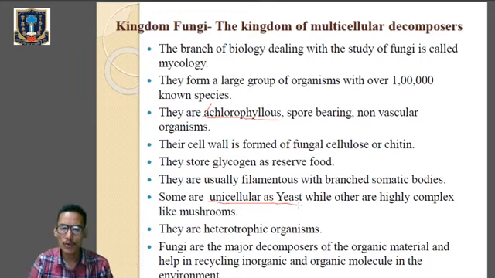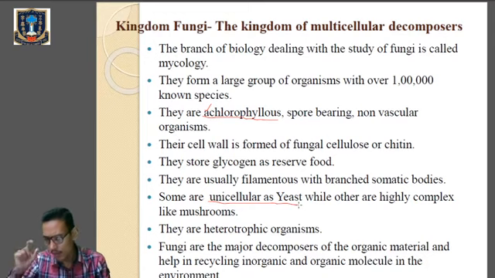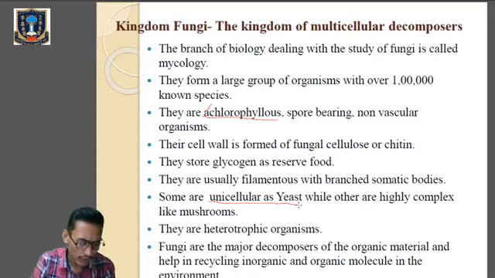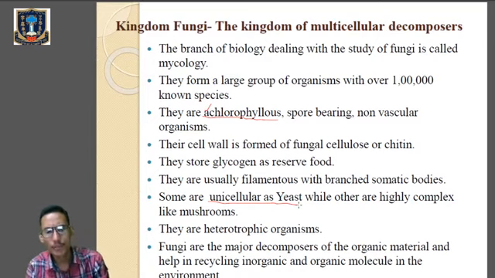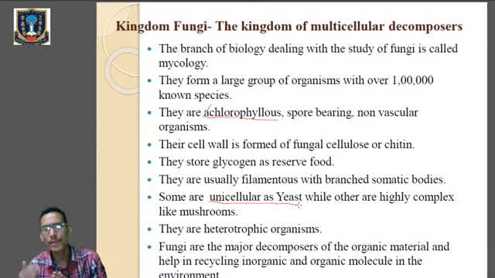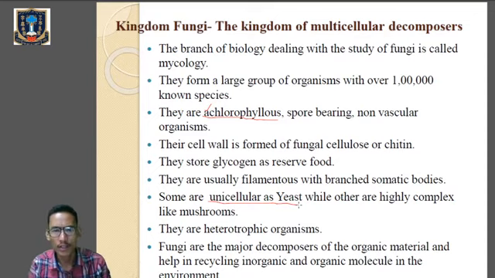They are heterotrophic organisms because they don't have chlorophylls. So they are heterotrophic, and they are the major decomposers of organic matter along with the bacteria, because bacteria will also help in decomposition. So along with bacteria, these fungi are also the major decomposers, which help in the decomposition of organic material and help in the recycling of inorganic and organic molecules in the environment. So kindly write down the characteristics of the Kingdom Fungi.